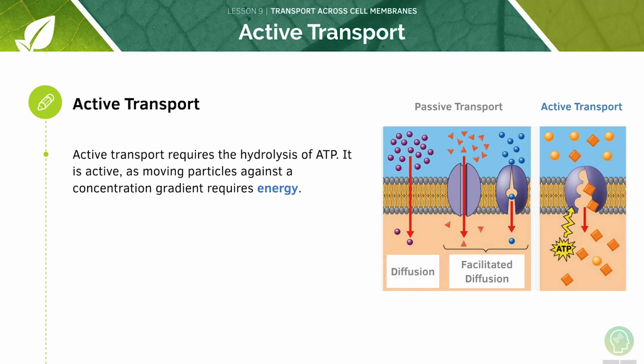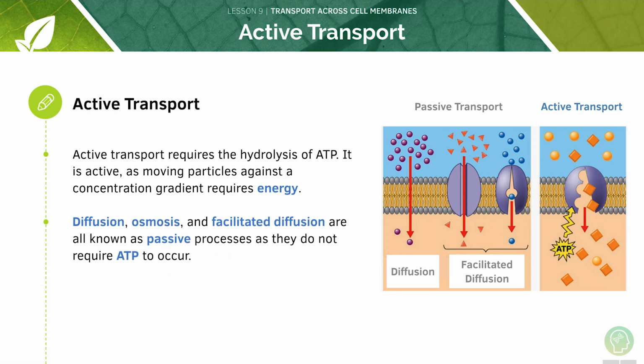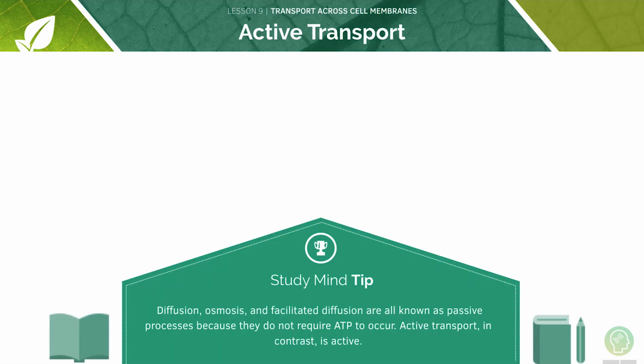Active transport requires the hydrolysis of ATP. It is active as moving particles against a concentration gradient always requires energy. Therefore, active transport relies on the hydrolysis of ATP in order to produce ADP and an inorganic phosphate. Diffusion, osmosis, and facilitated diffusion are all known as passive processes, as they do not require ATP to occur. Active transport, in contrast to these, is active.